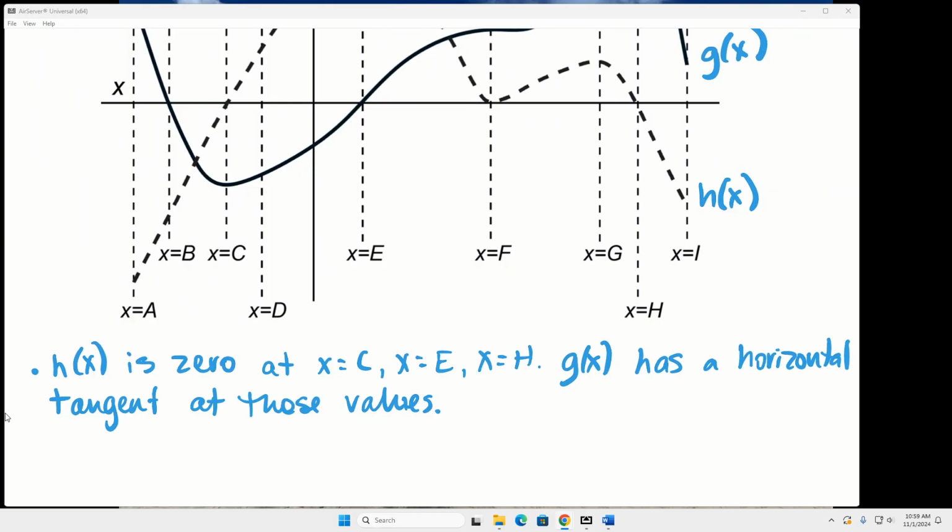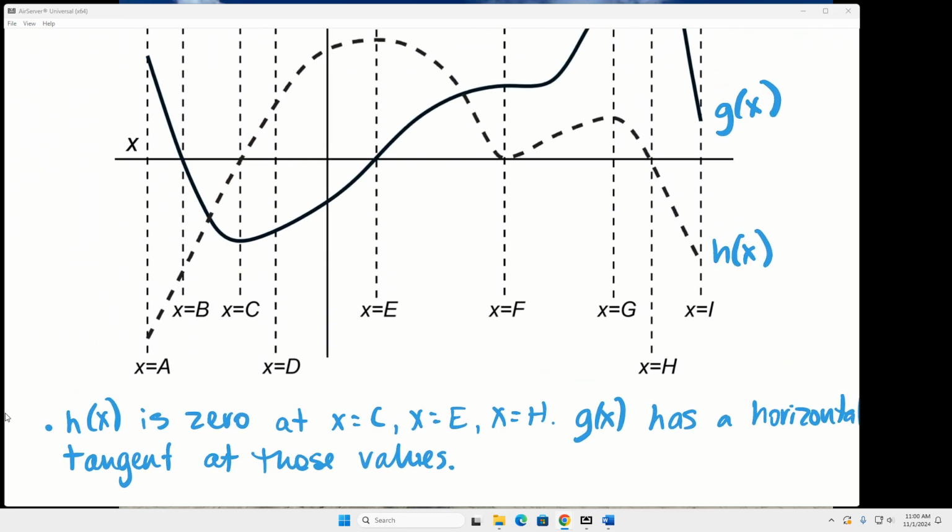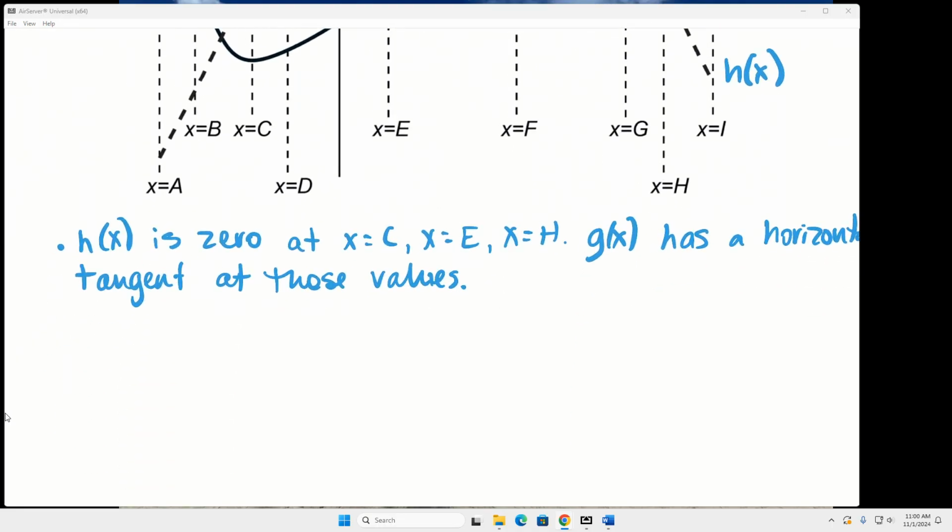All right, let's think about the first derivative test. What happens when there's a relative minimum? How does the derivative change when there's a relative minimum? Negative to positive. So if I'm looking here at C, the derivative is changing from negative to positive. And then if I look at g, the solid curve, there's a relative minimum there. That verifies it or justifies it.